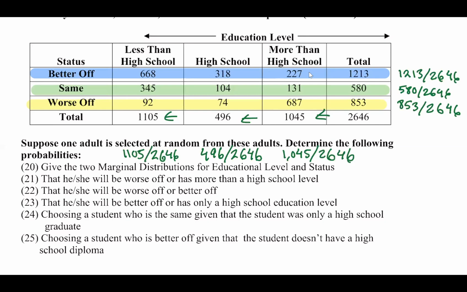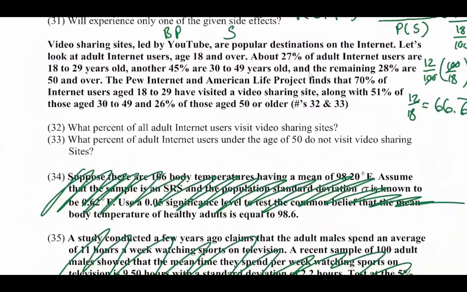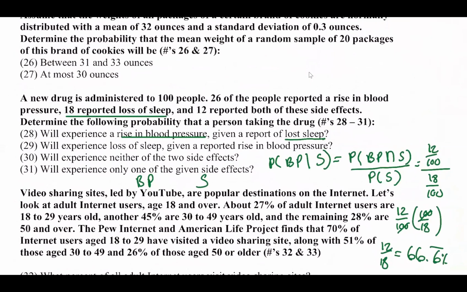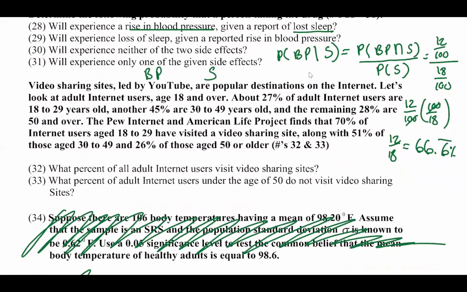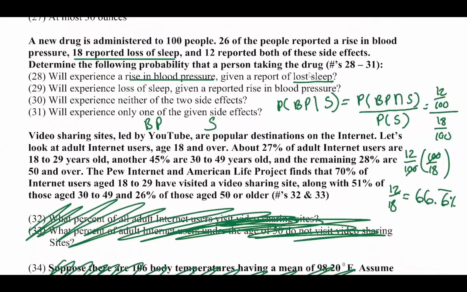Cool. All right. Any other questions? All right, 30. All right, then 32, 33. For 32 and 33, don't worry about this. This is not going to be on the final. So 32 and 33, you can just scratch out. It's not going to be on the final.